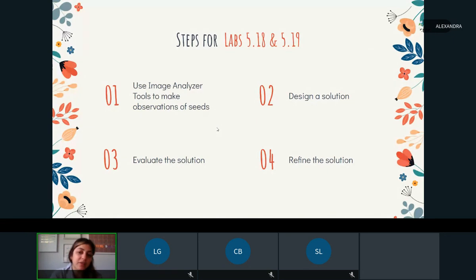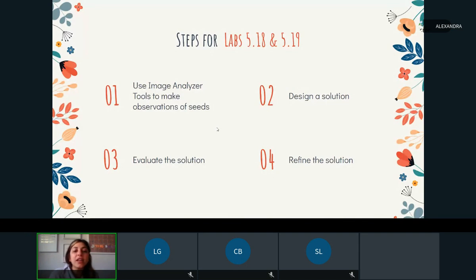Then the second part of your lab is that now you're going to be in charge of designing a solution. So now you need to come up with something that's going to help this plant grow. What is going to happen if you've got a situation where you have too much acidity? How are you going to fix that, right? How are you going to change that?